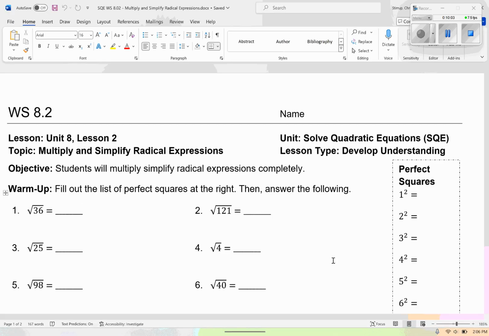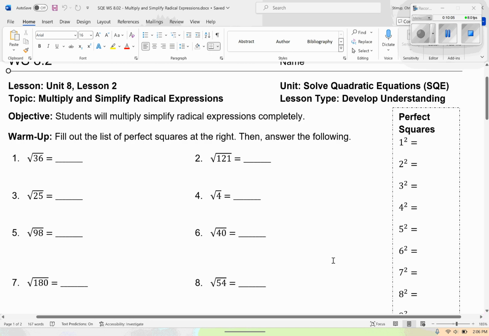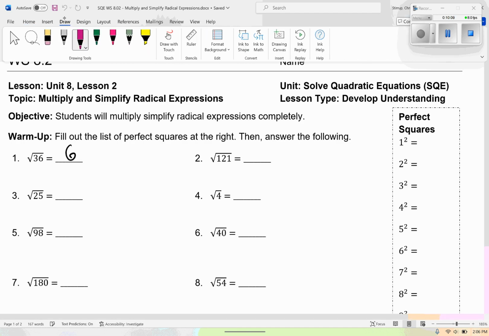All right. So, problem number 1, what's the answer? Just 6. It's already a perfect square. It's a part of our perfect squares on the far board. What about number 2? 11. It's one of our perfect squares right over there. What about 3? What about 4?